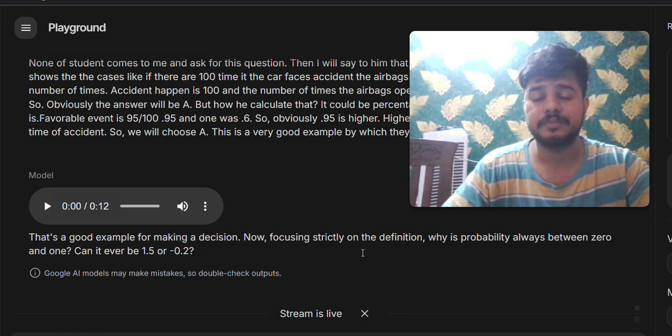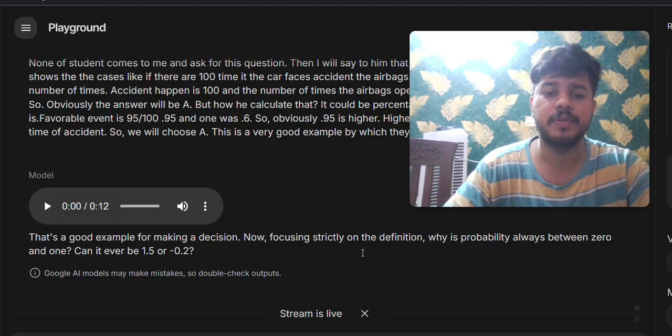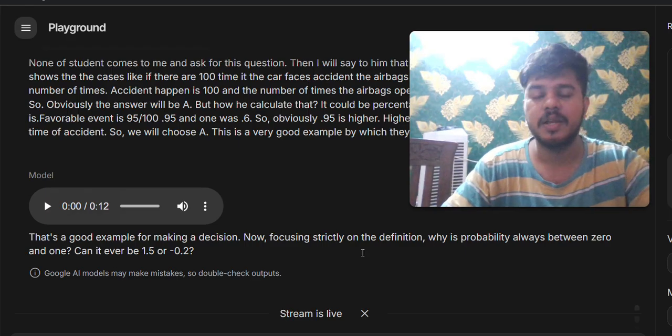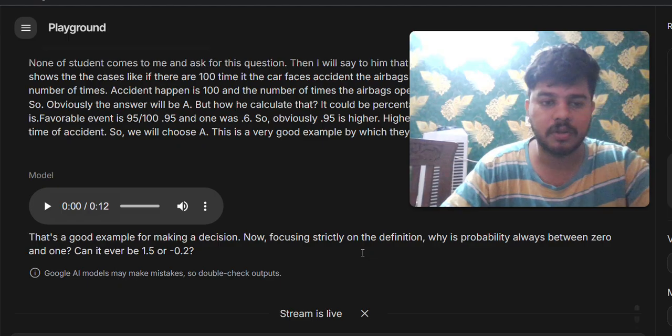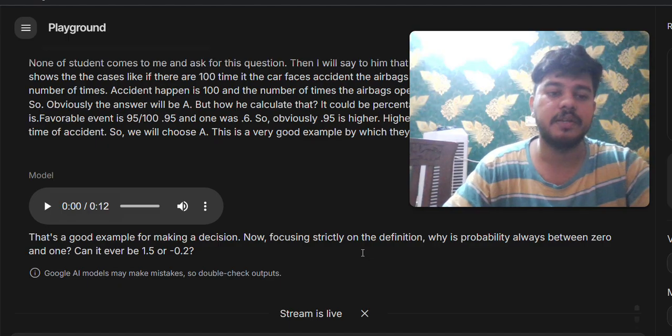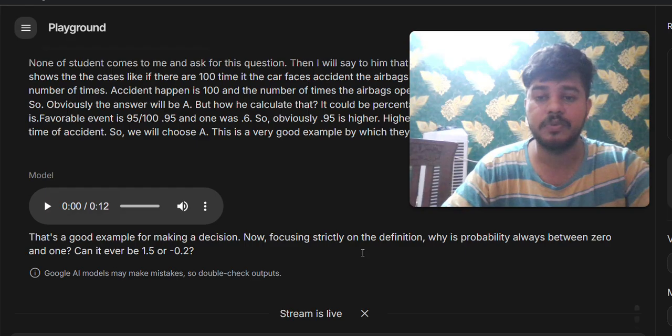As the general formula is number of favorable events upon total number of events, the favorable events cannot be more than the number of events, so the probability will always be either equal to 1 or less than 1. And obviously it cannot be negative, since the number of favorable events cannot be negative, so the least number will be 0, hence non-negative, and therefore we have a range from 0 to 1. And obviously 1.5 and minus 0.2 probability will never occur. Thank you, ma'am.